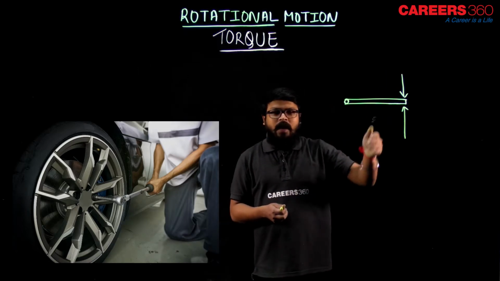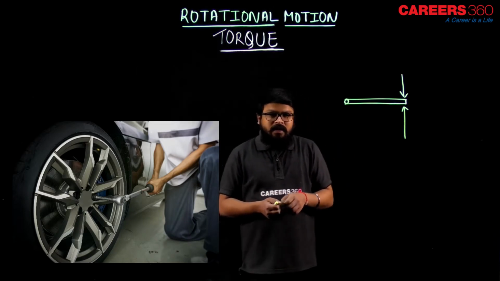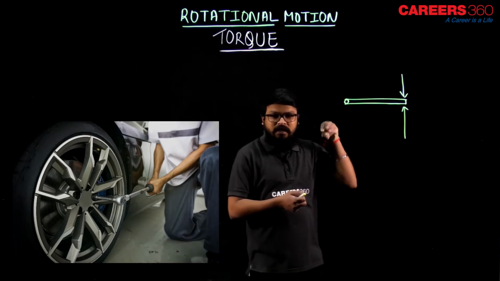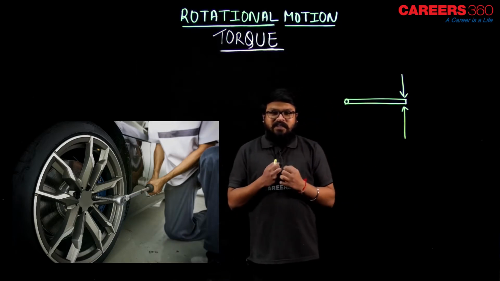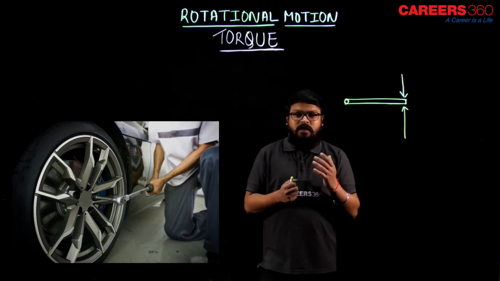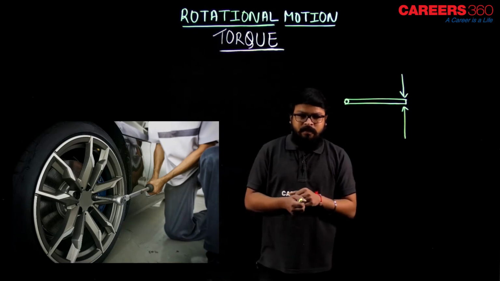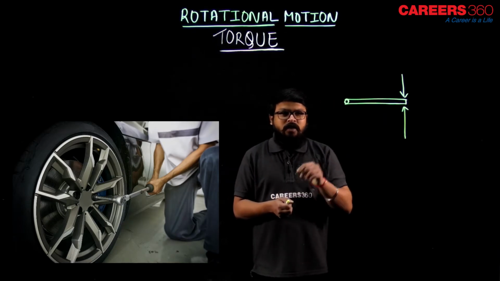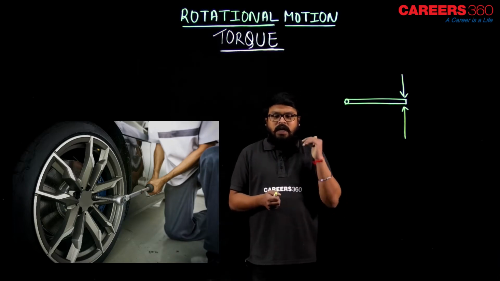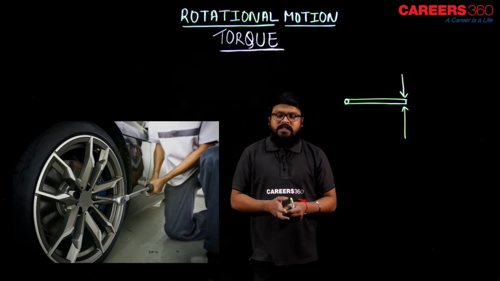So, over here you are applying a linear force, either downward or upward, but what is happening to the screw? It is moving inside or outside, isn't it? So, that is the thing. When a linear force is applied at some perpendicular distance from the point which is fixed, that point will have motion either inward or outward, which we call torque.